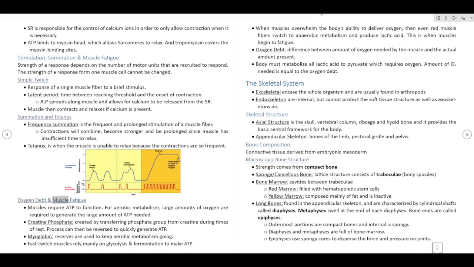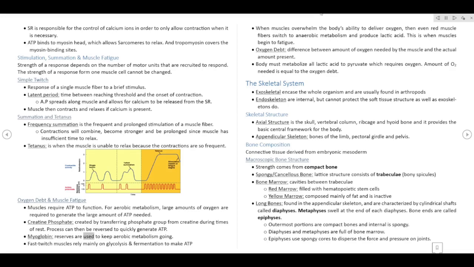Oxygen debt and muscle fatigue. Muscles require ATP to function. For aerobic metabolism, large amounts of oxygen are required to generate the large amount of ATP needed. Creatine phosphate is created by transferring a phosphate group to creatine during times of rest. The process can then be reversed to quickly generate ATP.